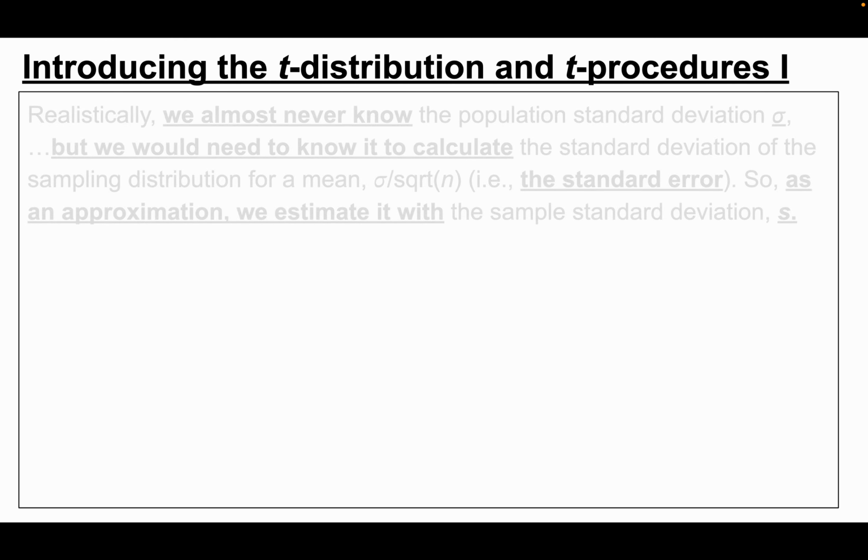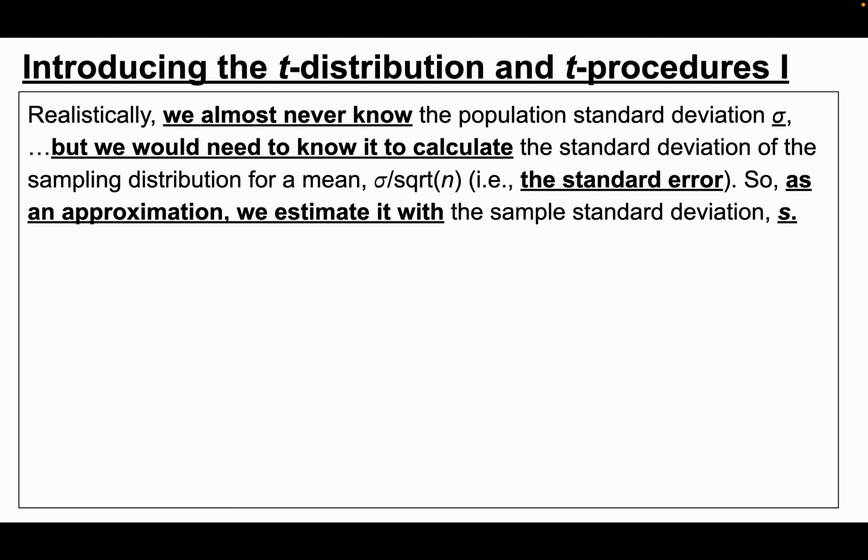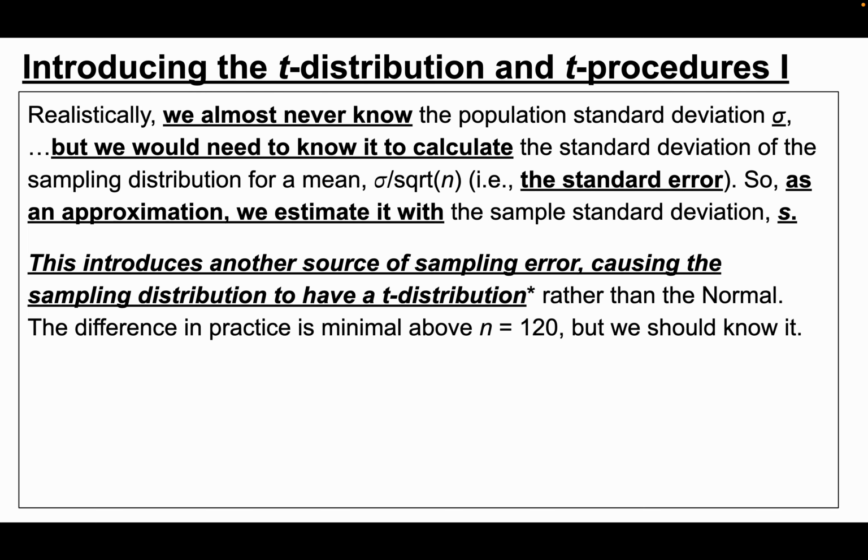So first, let's introduce the t-distribution. So again, the concept here, just to reiterate, we almost never know the population standard deviation sigma, but we would need it to calculate the standard deviation of the sampling distribution of a mean, or the standard error. So as an approximation, we estimate it with the sample standard deviation S. That introduces another source of sampling error. So we have the sampling error associated purely with variation in the mean across the samples, right? But then we also have this other problem that we don't even know sigma, we're estimating it with S. So the sampling distribution then has what is known as a t-distribution rather than the normal distribution.